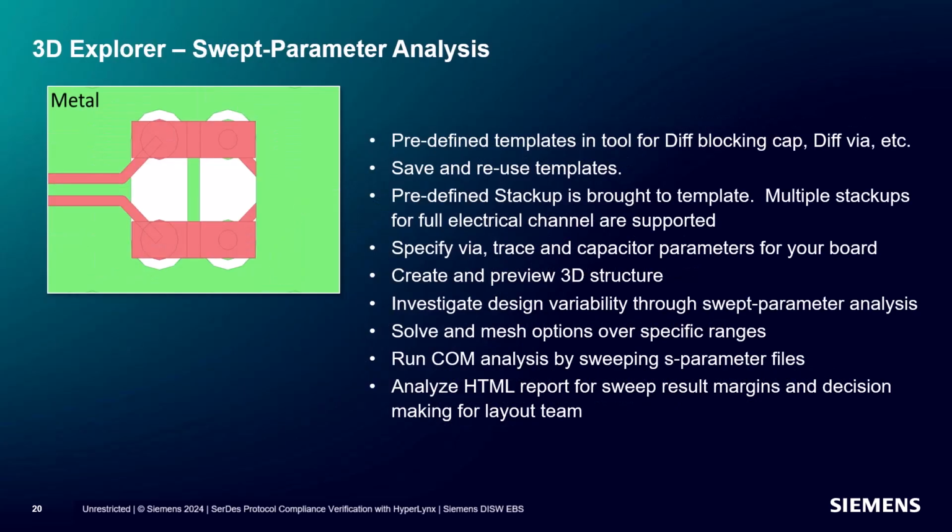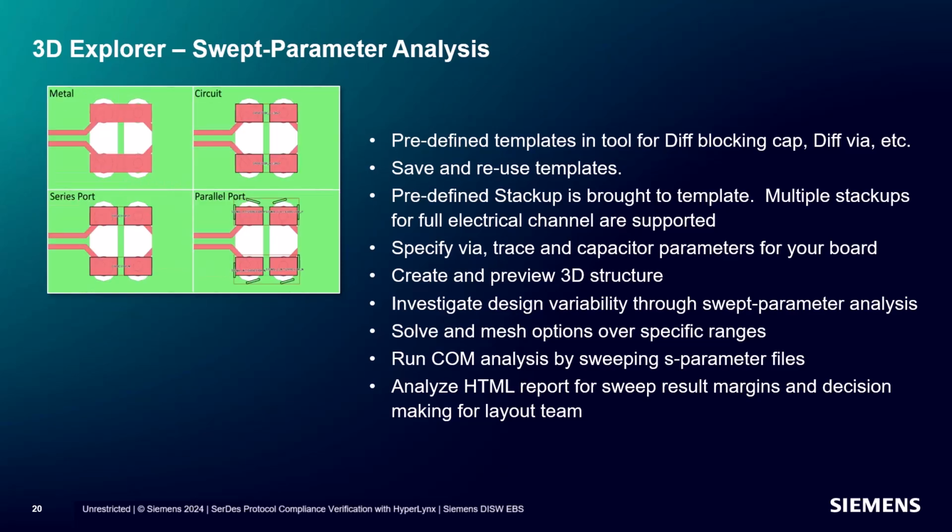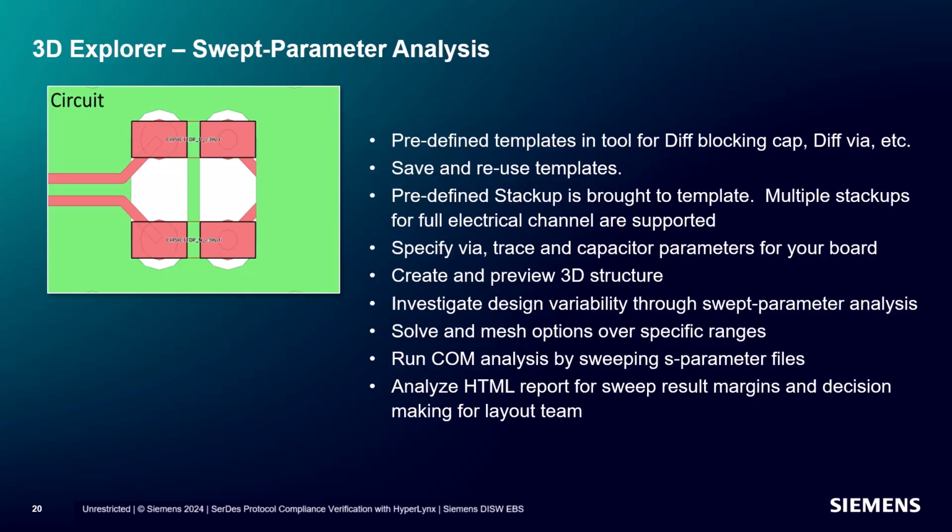3D Explorer is a template-driven 3D area modeling tool that is part of the Hyperlynx Advanced Solvers product. It allows the user to create, view, and analyze 3D structures, for example, a DC blocking capacitor structure. This allows common PCB structures to be modeled and analyzed using swept parameter analysis. 3D Explorer creates projects that are sent to one of the three solvers, Fast3D, Hybrid, or Full Wave, for analysis. Then the results are analyzed to extract key figures of merit.